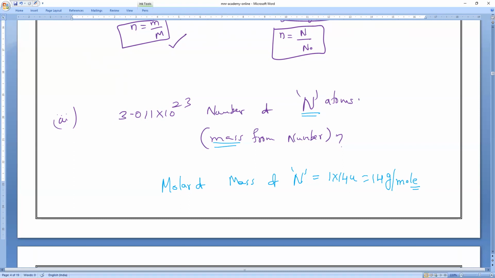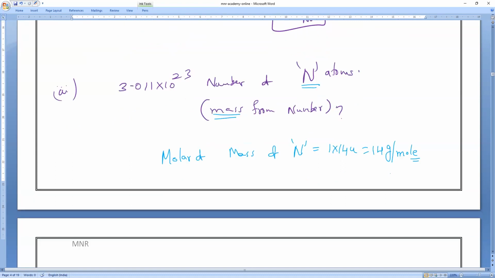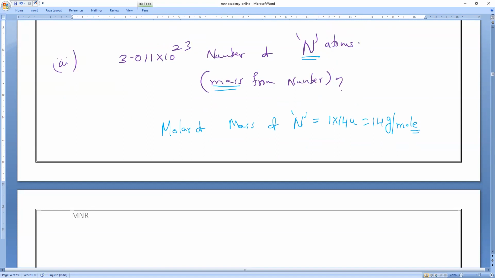Now, they are asking mass from number, so there is no direct formula. Number is given, so what is the formula? Number of moles is equal to the given number of particles divided by Avogadro number. Am I right? So what is the Avogadro number? 6.022 into 10 power 23.